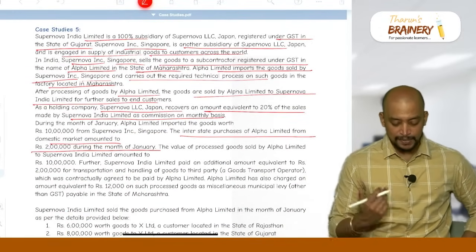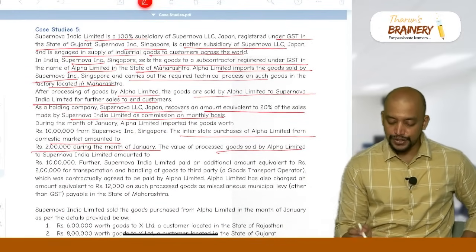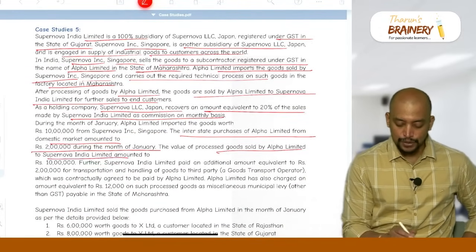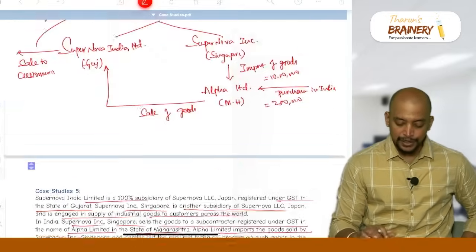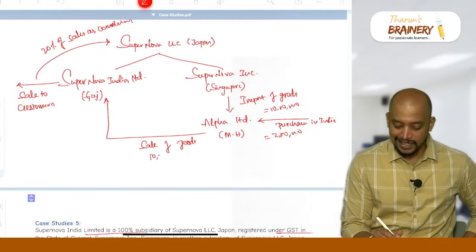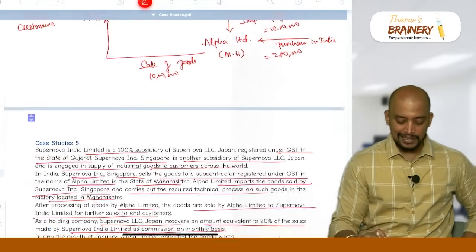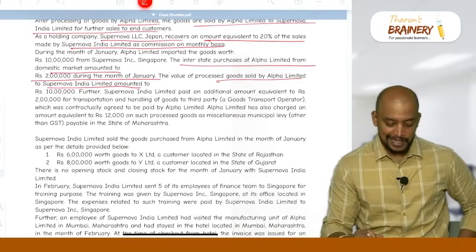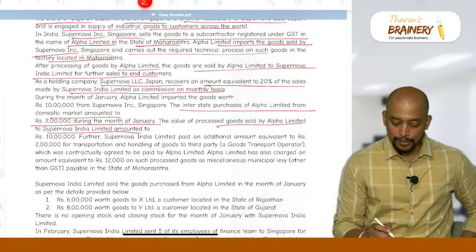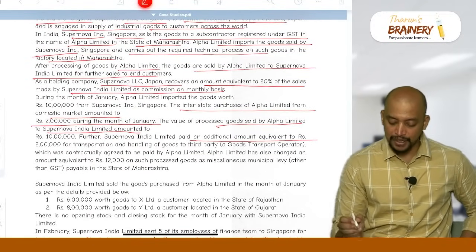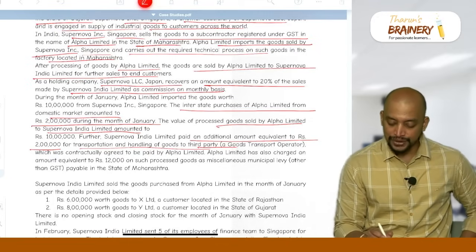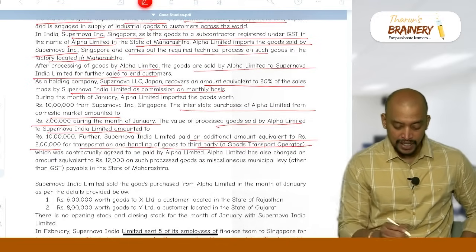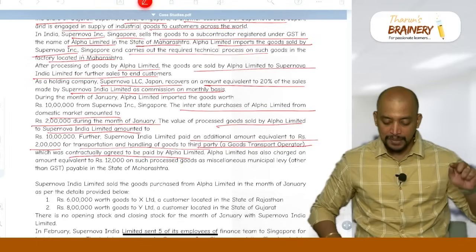Using these 12 lakhs of purchases, they made the processed goods, and the goods sold by Alpha Limited to Supernova India Limited amounted to 10 lakhs. So the transaction value of these goods is 10 lakhs. Further, Supernova India Limited paid an additional amount equal to 20 lakhs for transportation and handling of goods to a third party, a goods transporter, which was contractually agreed to be paid by Alpha Limited.